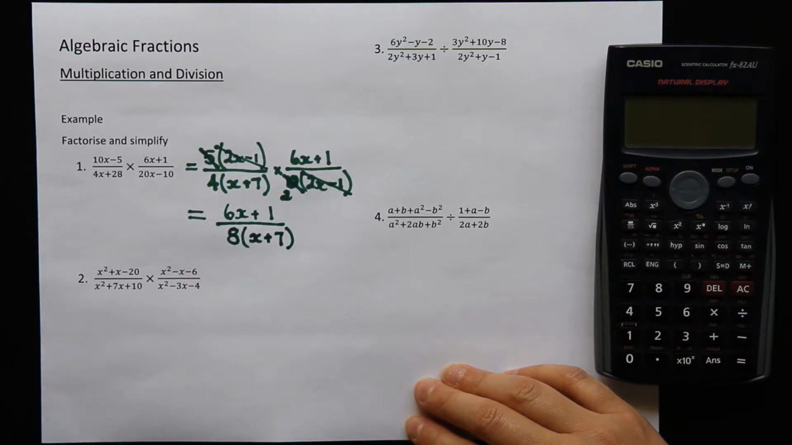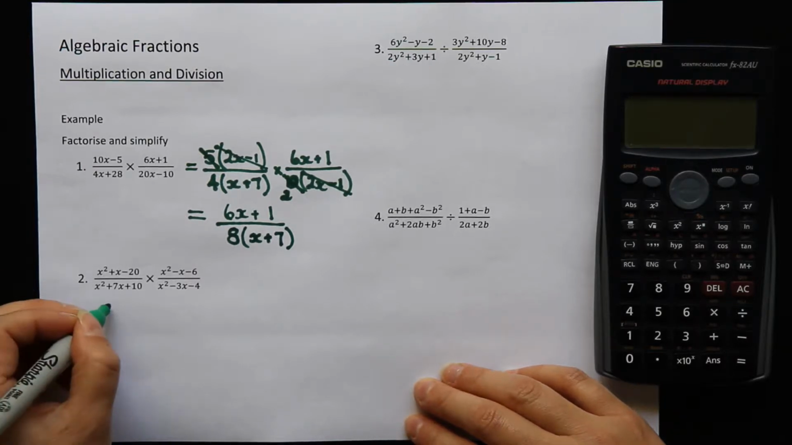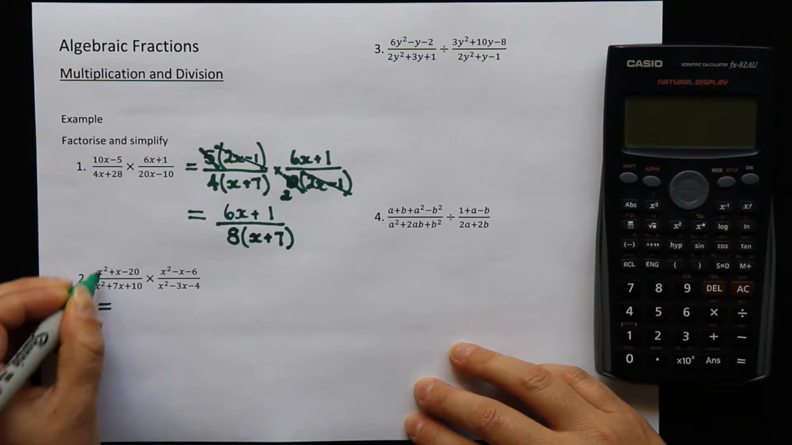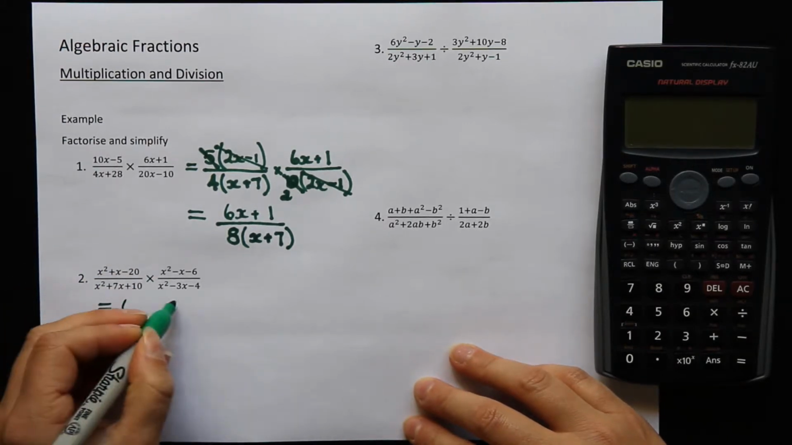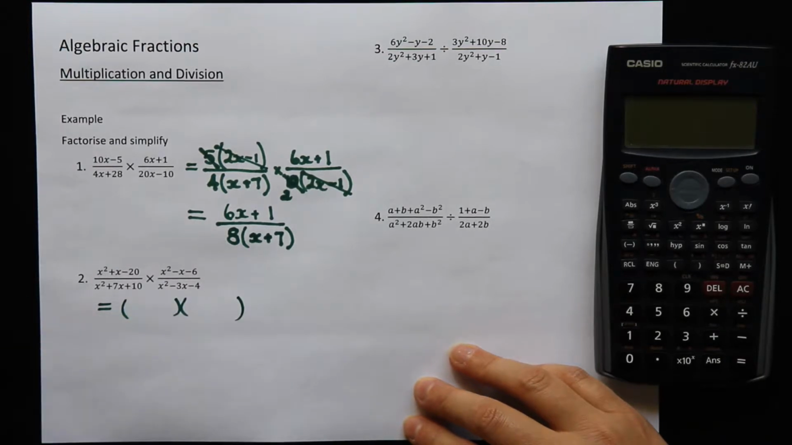Okay, let's try again for question 2. Lots of factorizing to be done here. So we have 4 trinomials. So hopefully you've been practicing those trinomials. Let's see how we go.